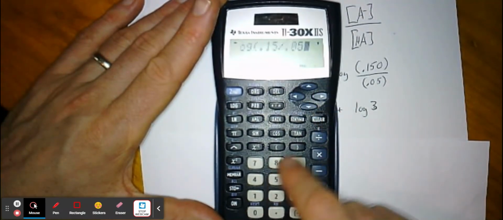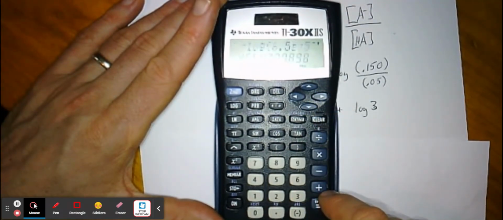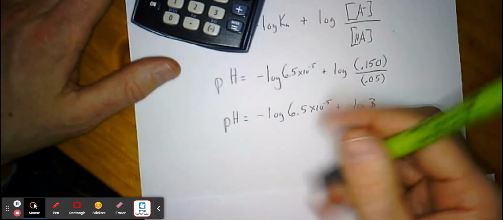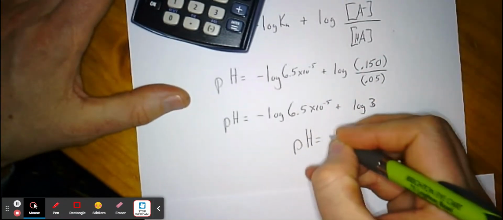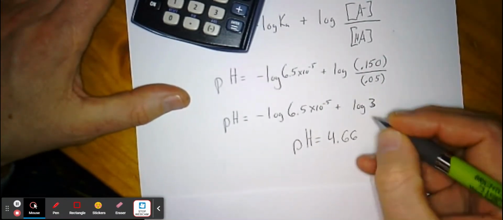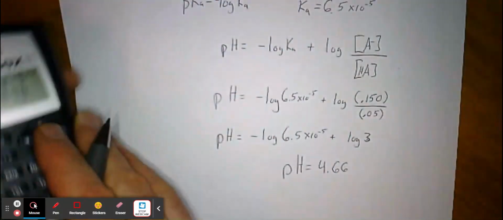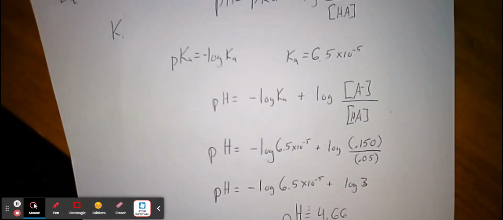I almost made a huge calculator mistake. What do we get? We get 4.644, which I didn't write. How dare I? 4.66. If you remember, that's the same answer from before. Yes. The Henderson-Hasselbalch approach has been used, has been tested, and has been stamped with our AP Chem stamp of approval.